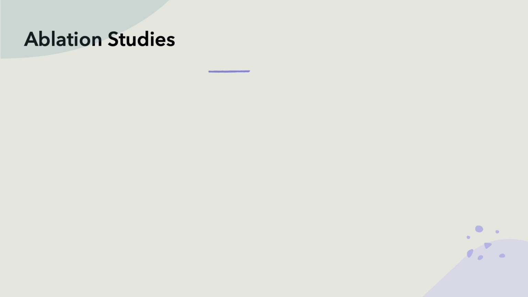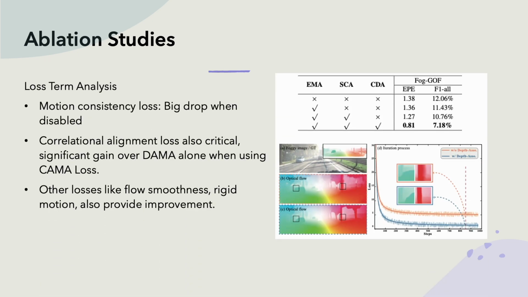When the loss term is disabled, we observe a significant drop in performance. This highlights the crucial role of motion consistency in refining optical flow prediction, as its absence leads to less accurate and coherent results. Moving on to the correlation alignment loss, we find that it plays a critical role, especially when combined with gamma loss. In this scenario, there is a notable gain over using gamma alone, indicating that correlation alignment contributes significantly to improving the adaptation process. Additionally, other loss terms such as flow smoothness and rigid motion also contribute to the performance enhancement, further emphasizing their importance in refining optical flow prediction.